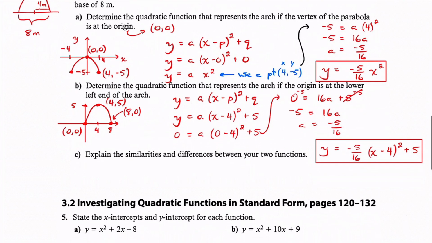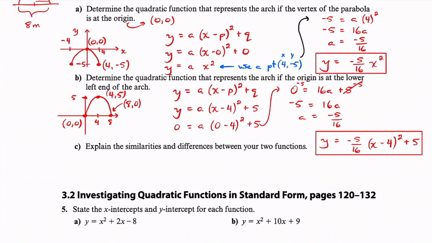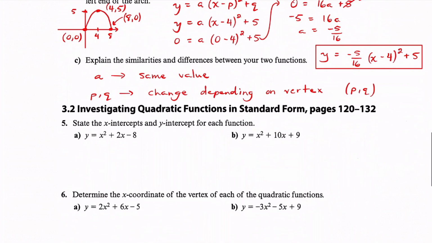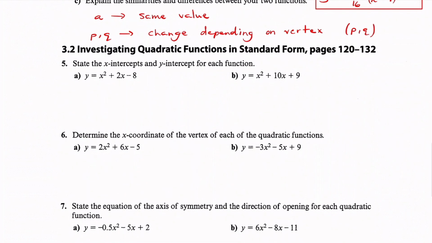So lastly, part C, it says explain the similarities and differences between your two functions. So one thing we noticed was the a was the same for both. So the a value doesn't change. And then the q and the p that we had, or the p and the q, those changed depending on the vertex. Okay, so we're done with number 4. On to number 5.